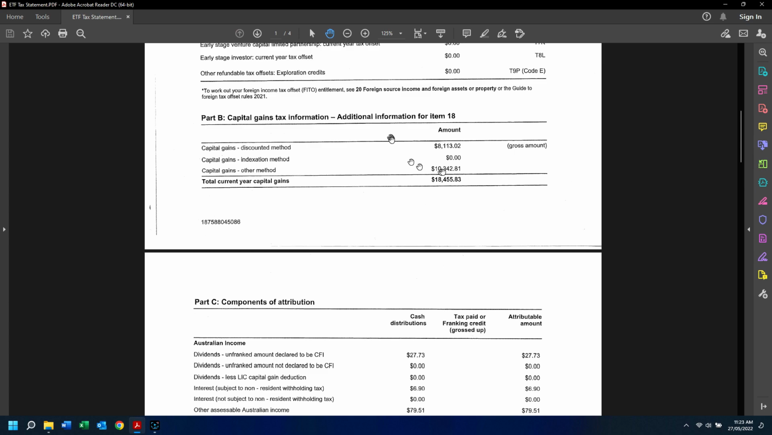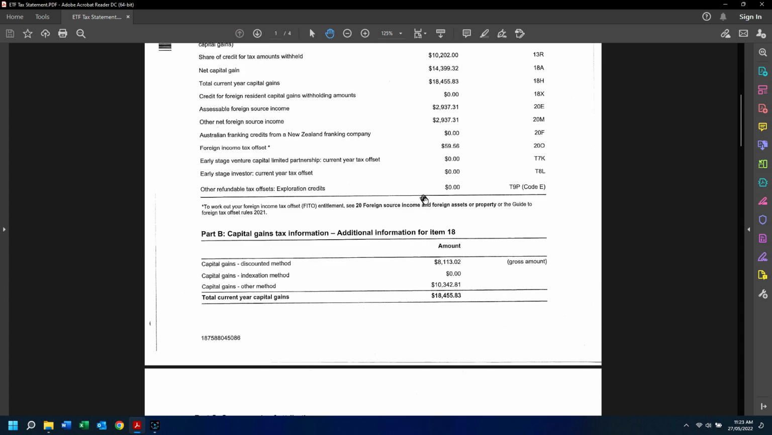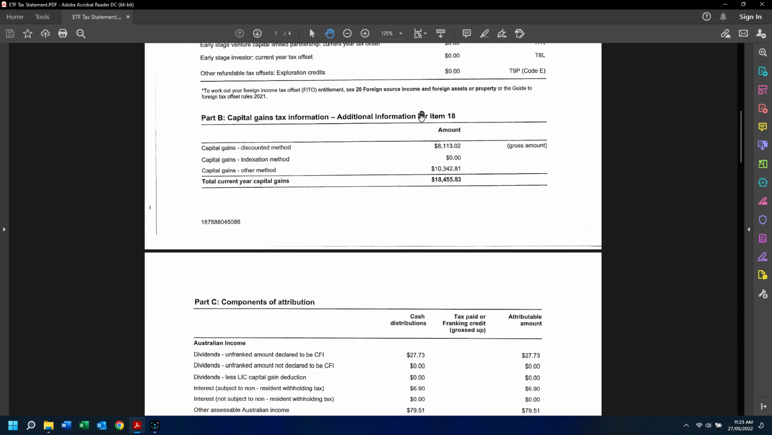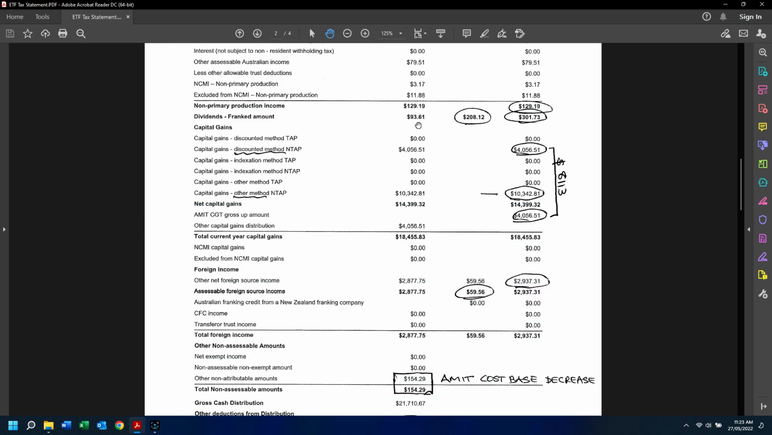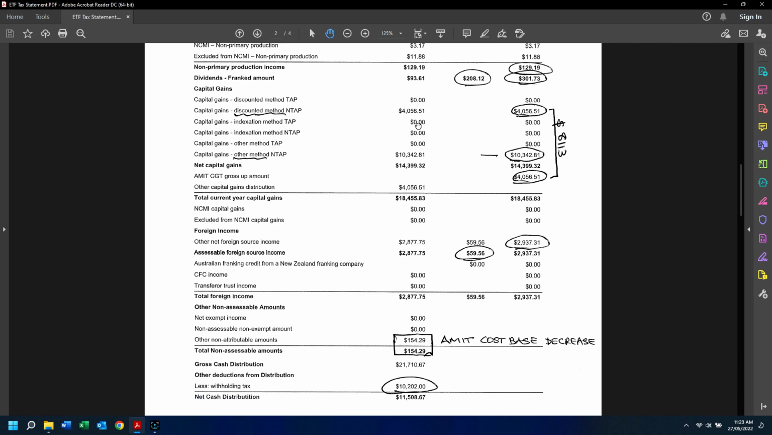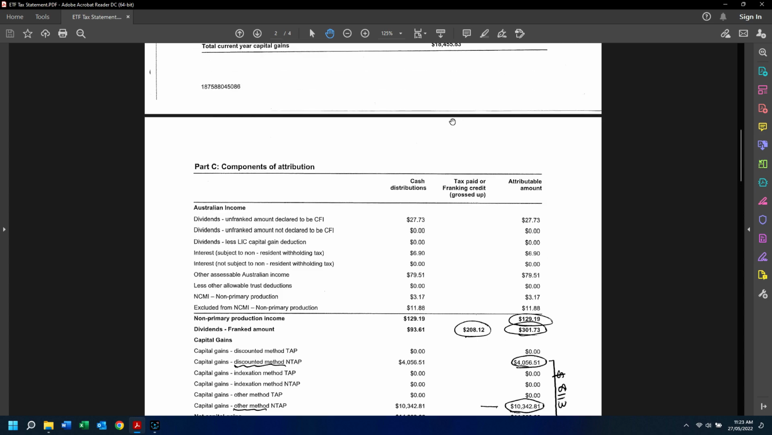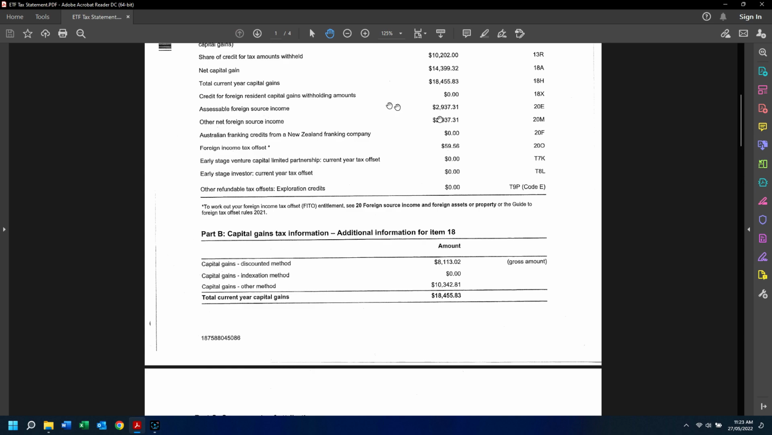Now, there's also another element shown on that report. This is a really important element. There's $154, which is a CGT cost-based adjustment, the AMIT amounts, right? So these tax statements produce that information. That AMIT cost-based information would be used in the likes of ShareSight to reduce your cost base of what you originally bought your ETFs for.